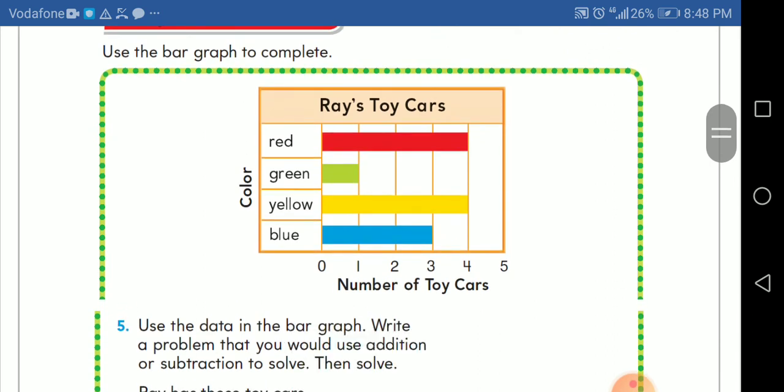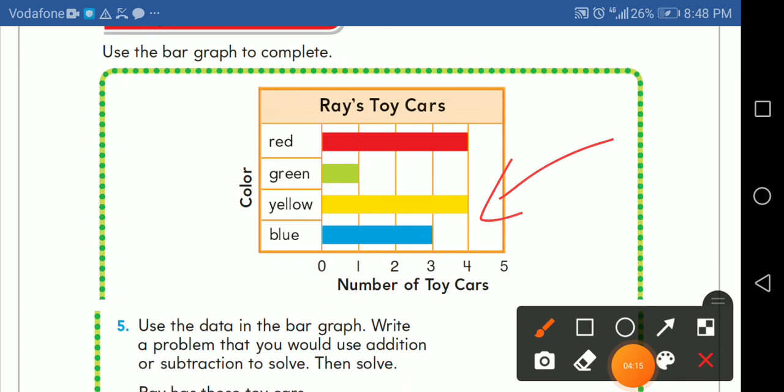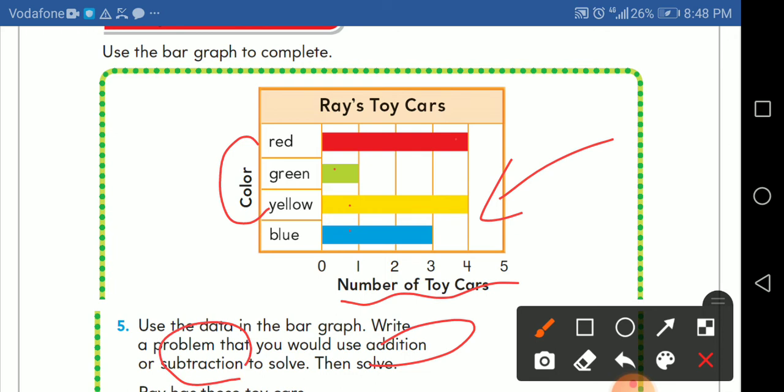Is this a pictograph or a bar graph? This is a bar graph. Why? Because we have some bars. We have the number of toy cars and the color. So here we have raised toy colors. Use the data in the bar graph. Write a problem, a question that you would use addition or subtraction, whatever you want, to solve, then solve.